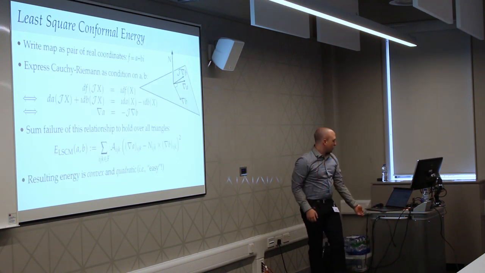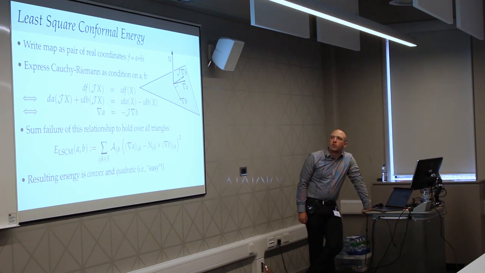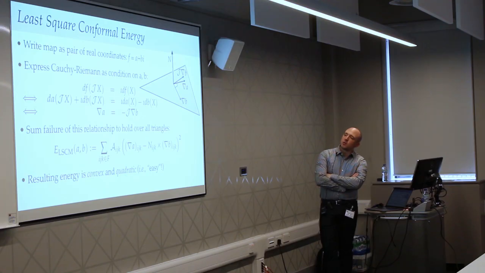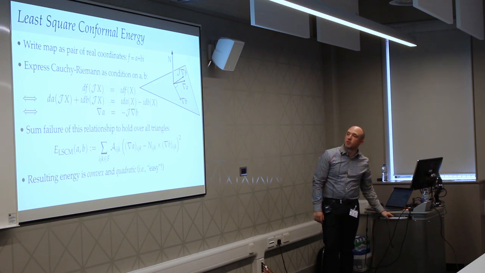Okay. So how do we convert this mathematical idea, Cauchy-Riemann, into an algorithm? Well, first, let's just write down what this means for a triangle mesh. We can again think of our map as a complex map from the complex plane to itself, which I can write as a pair of real coordinates a plus bi. Okay, I do a little algebra. I say, okay, df(Jx) equals i df(x). Oh, I guess we're not just going from the plane to the plane here, but in fact from a surface to a plane, that's fine.